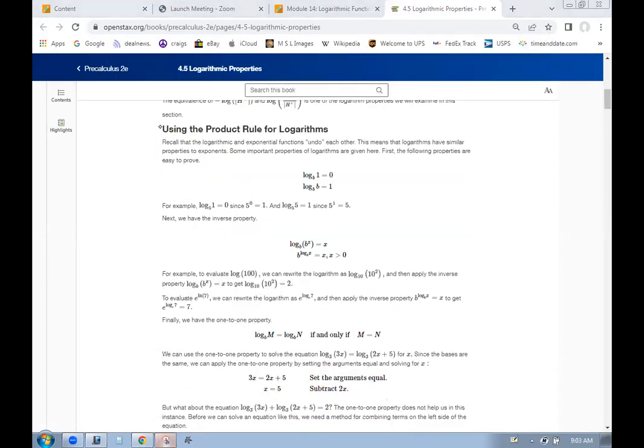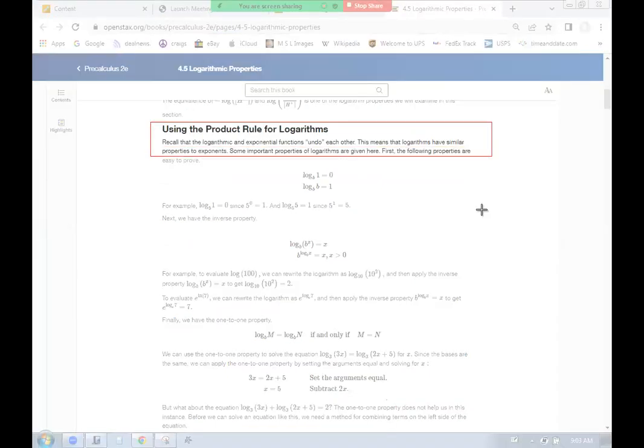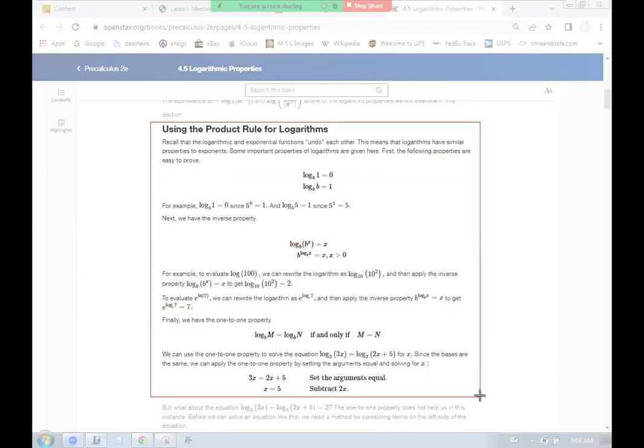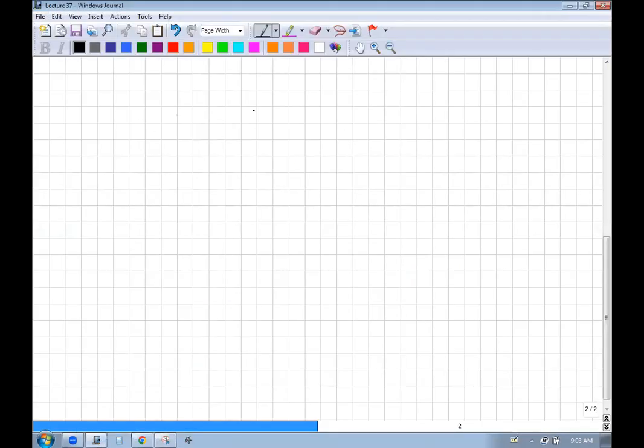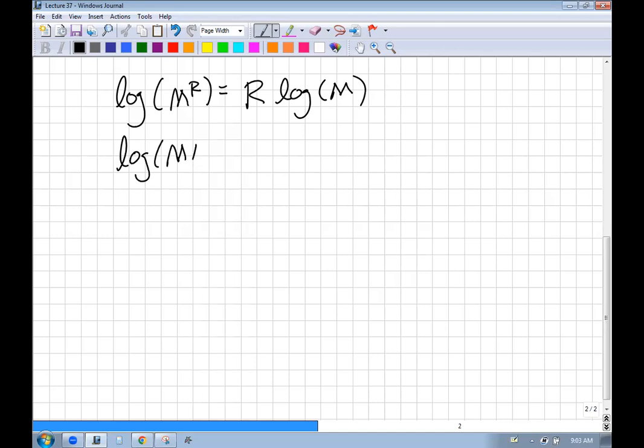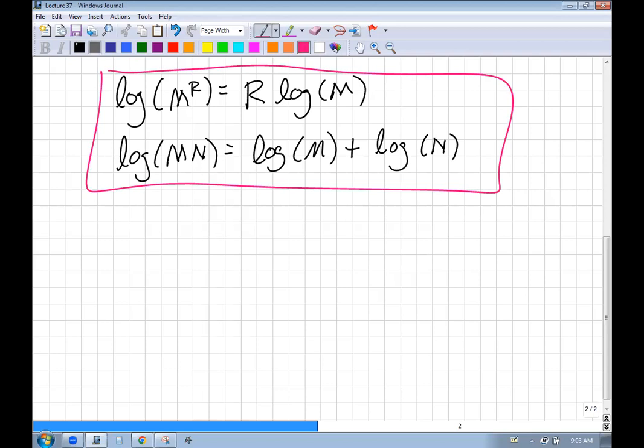Here's some examples of this product. We're doing the product rule first. So here's another rule, I guess I should just write them down. Here's your two basic rules. Log of m to the r is r log of m. Take the exponent, put it out front. The other one is log of m times n is log of m plus log of n. So here are the two rules we're going to learn today and apply.